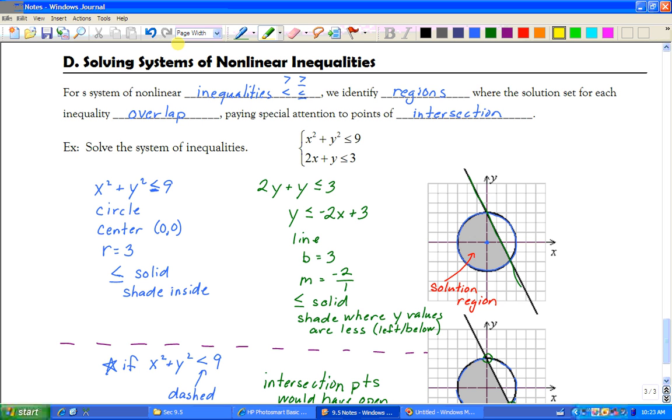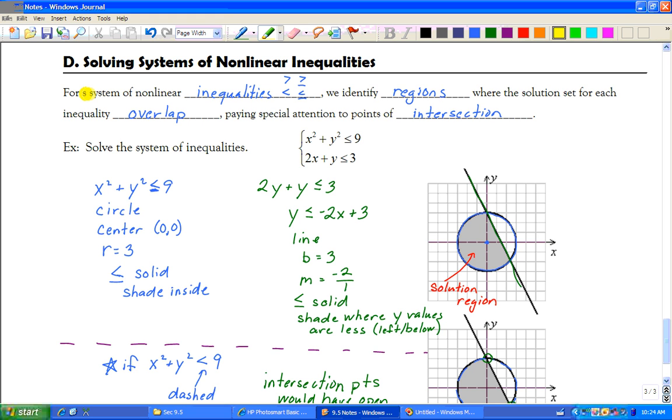Okay, 9.5, solving nonlinear inequalities. So for, oops, that should be A system of nonlinear inequalities, with greater than or equal to, less than or equal to, we can identify regions where the solution sets for the inequalities overlap, paying special attention to the points of intersection.